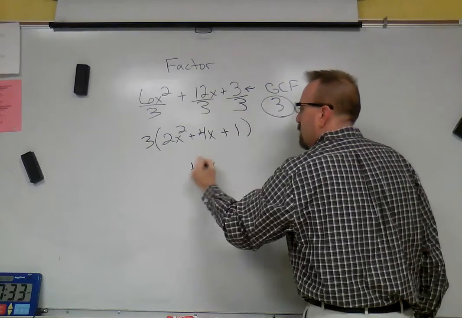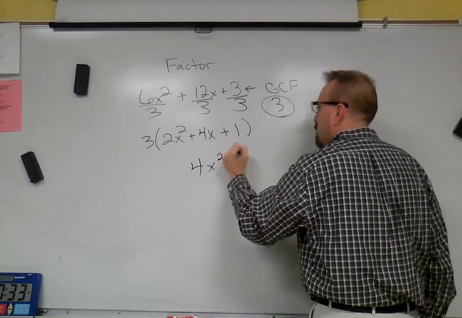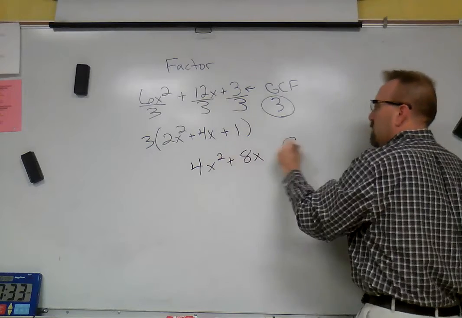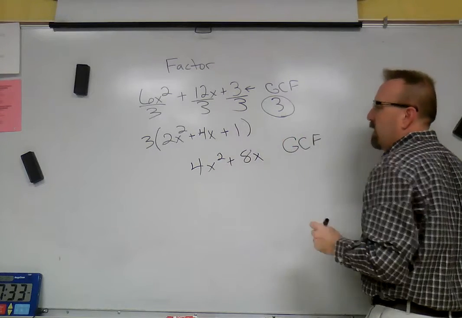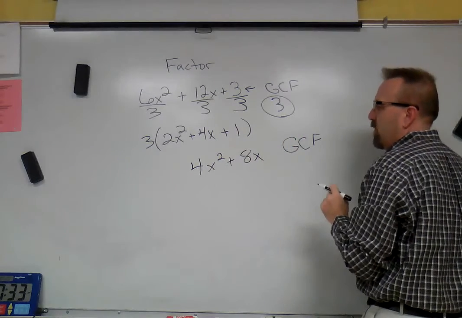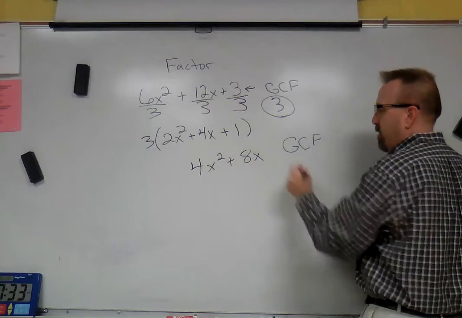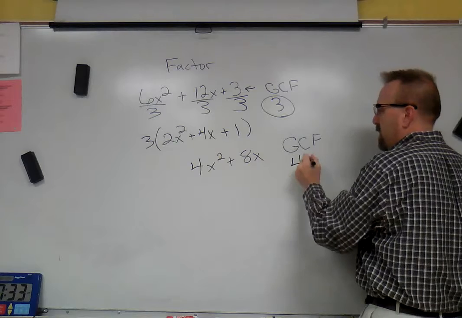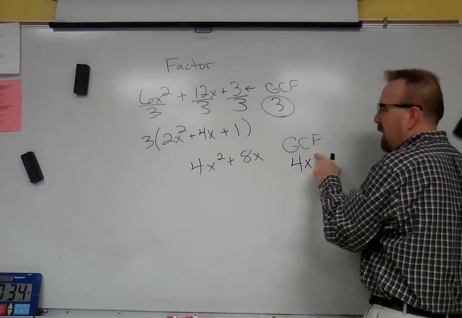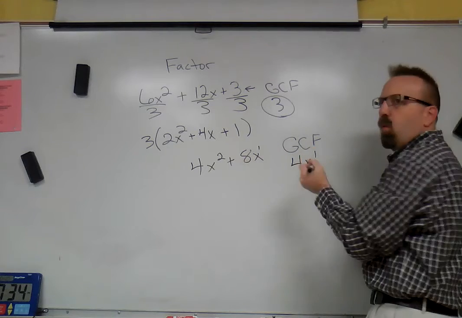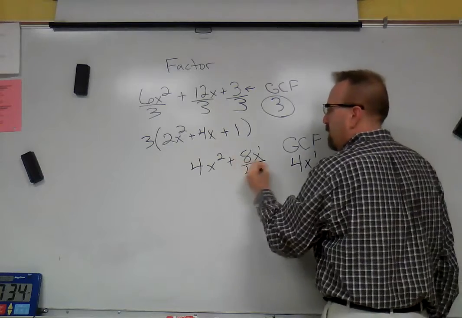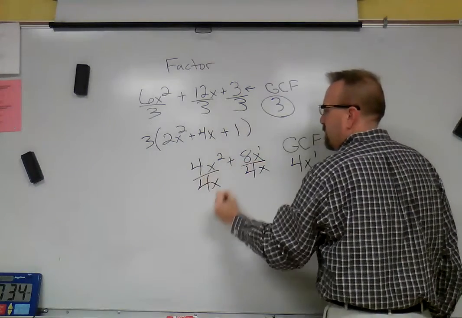Let's do one other one. This one I want to include both the variable and the coefficient. So what would our coefficients be? What's the largest number? 4, and they both have x. Remember, we go with the smallest power. So the smallest power is the 1. Divide both by our GCF.